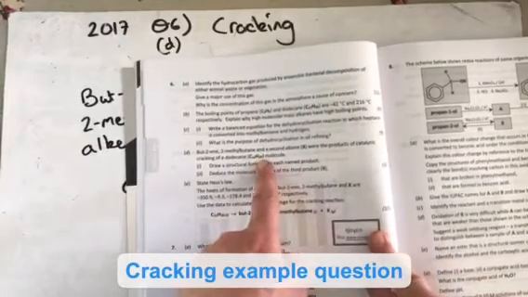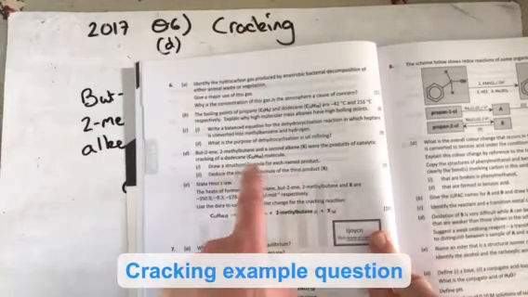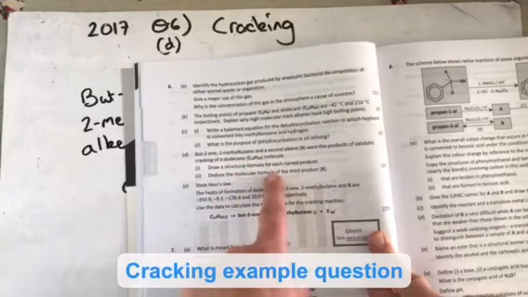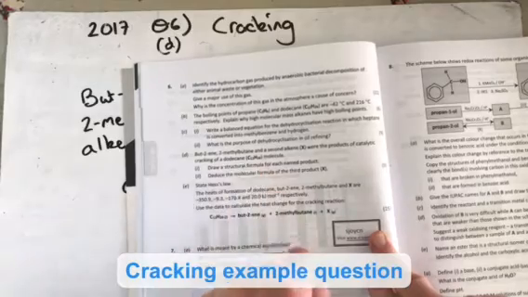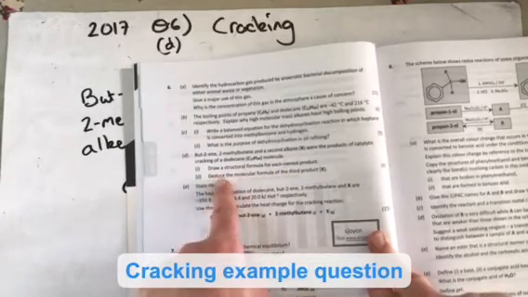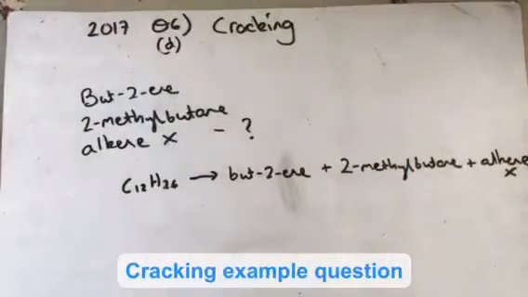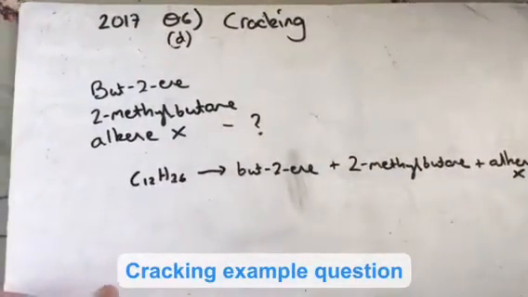smaller chains. Okay, so what we have to do is we have to draw the structural formula for butene, 2-methylbutane and dodecane. So we have to draw 3 structures here. Then we have to work out or deduce the molecular formula of product X. So I'm going to show you how to do that now. Okay, so here's our question 2017, question 6, part D. So let's start off with our structures.